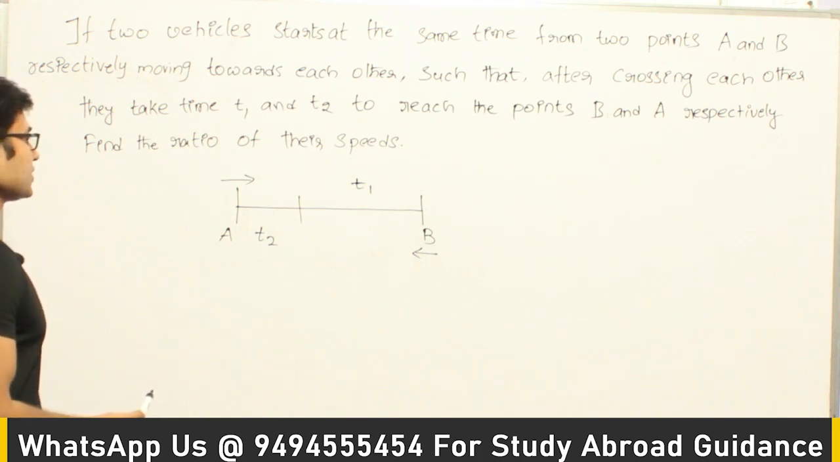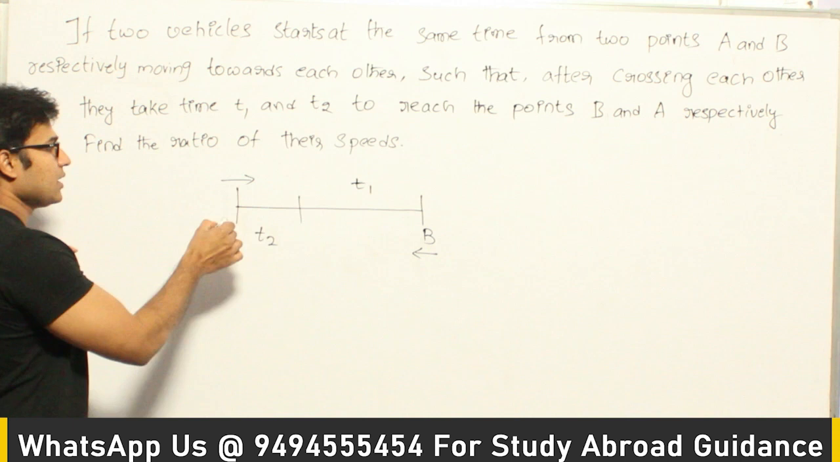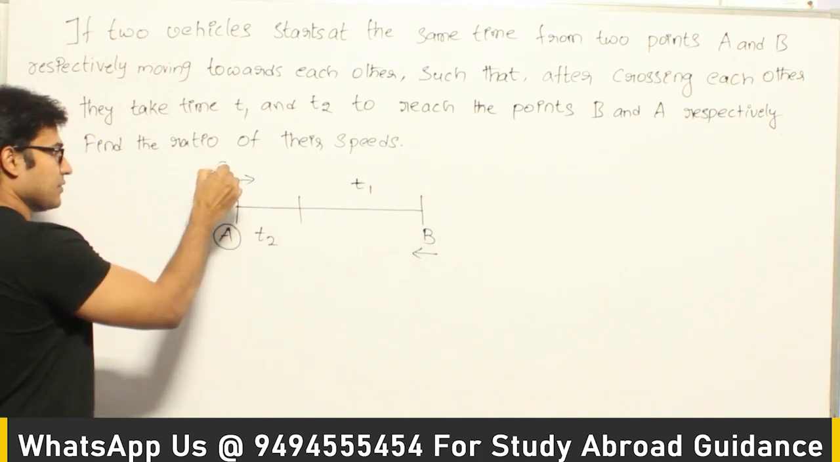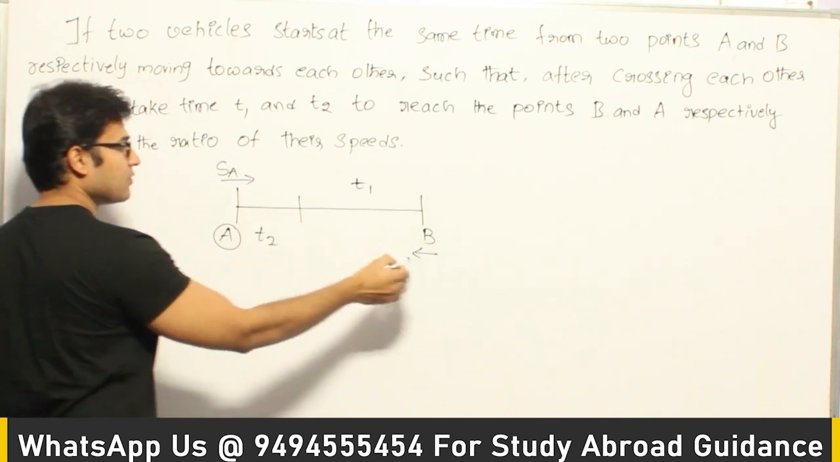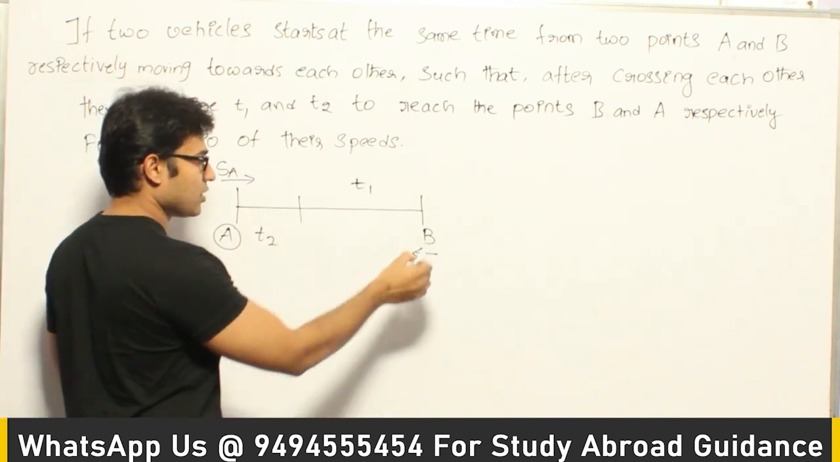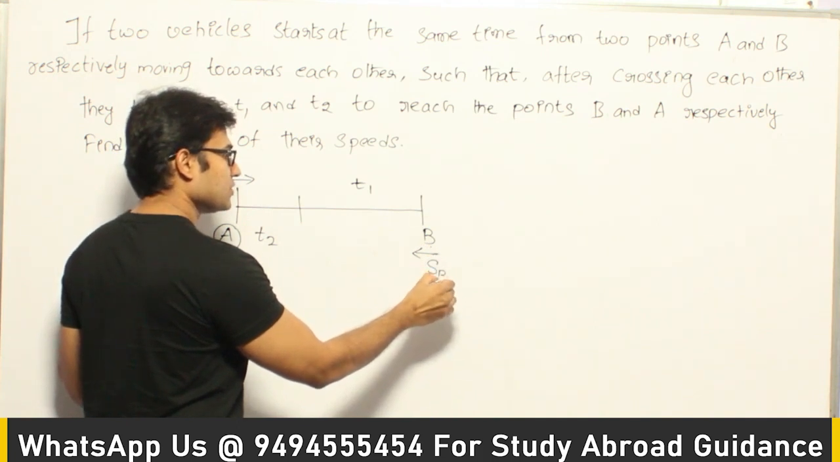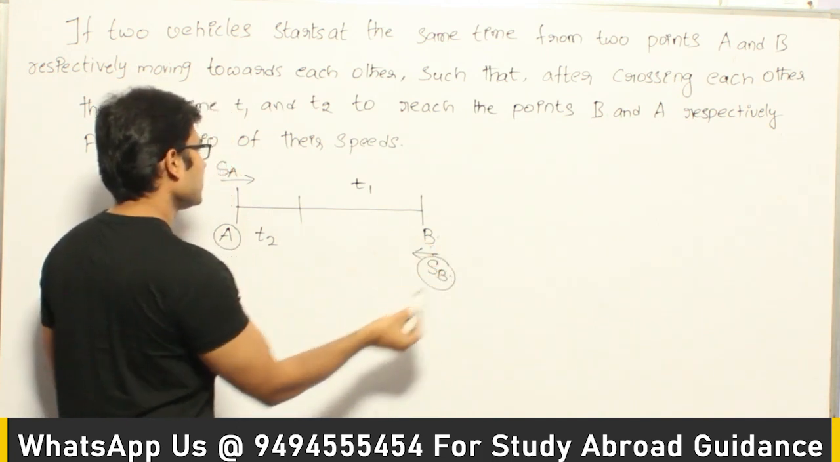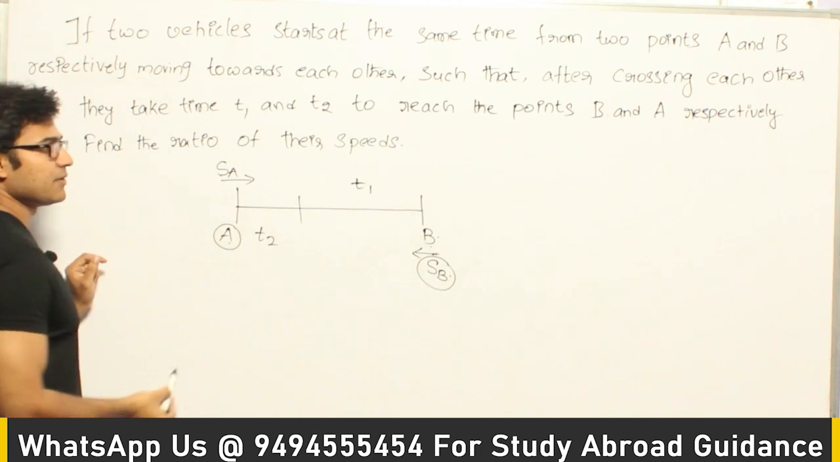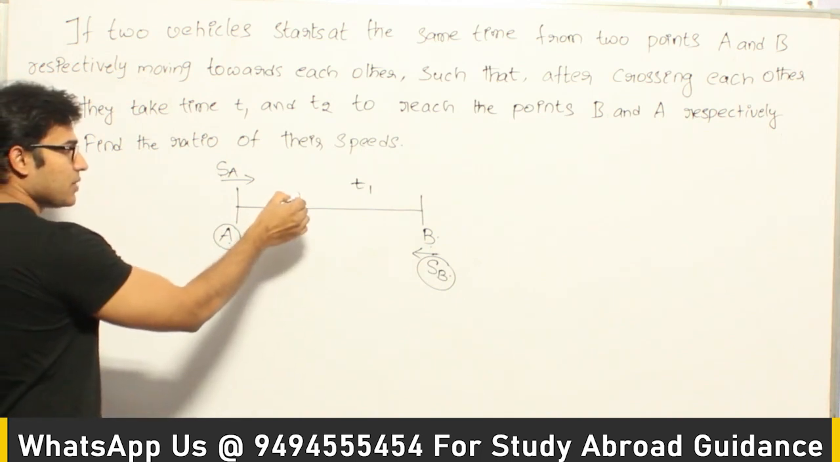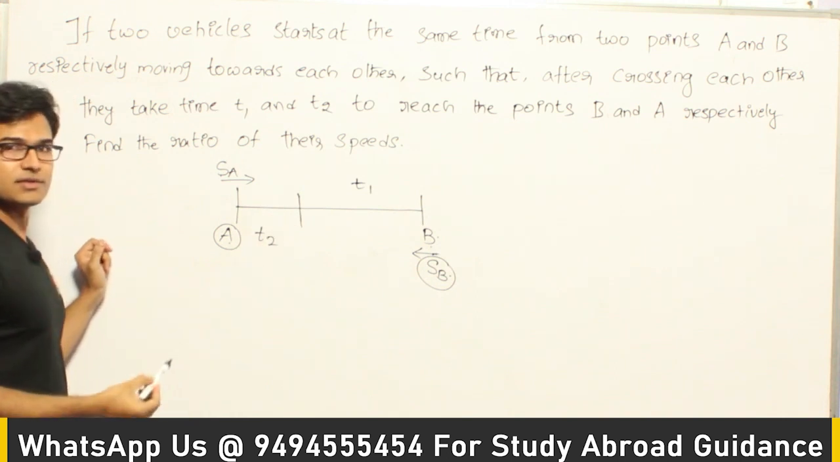So how to solve it: since we don't know the speeds, let us assume that the speed of the vehicle starting at A is SA, and the speed of the vehicle starting from B is SB. So the speed of the vehicle starting from here is SB, and the speed of the vehicle starting from this side is SA. Now assume that they are going to meet exactly after t seconds, right?